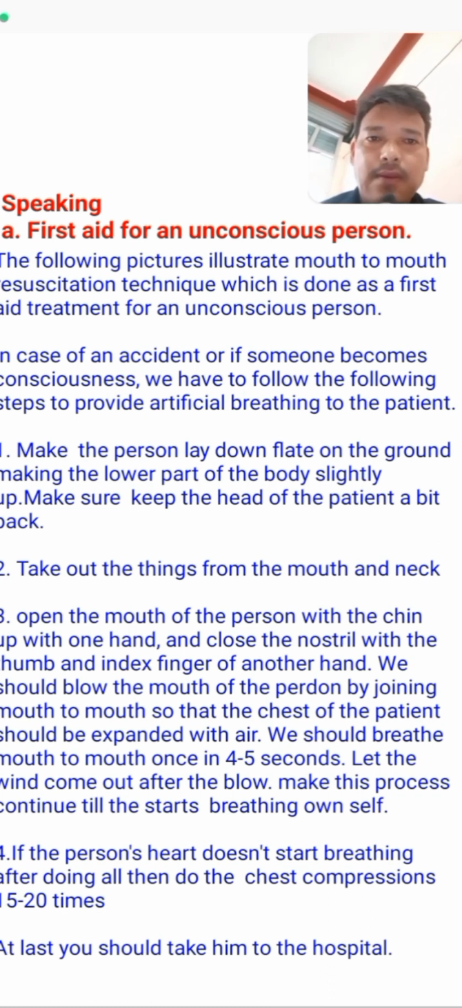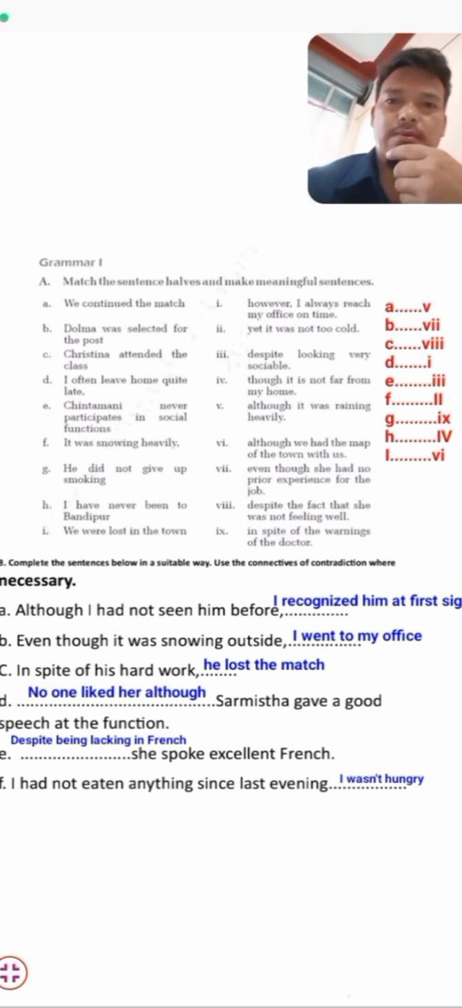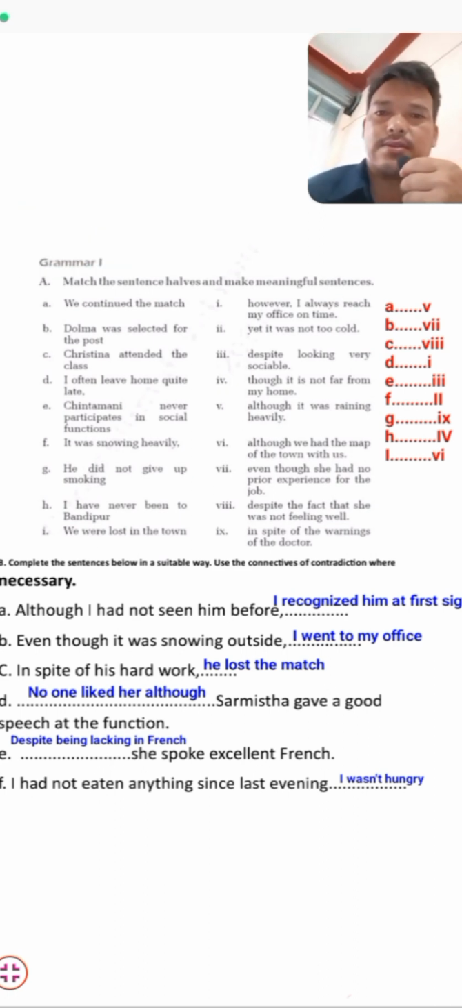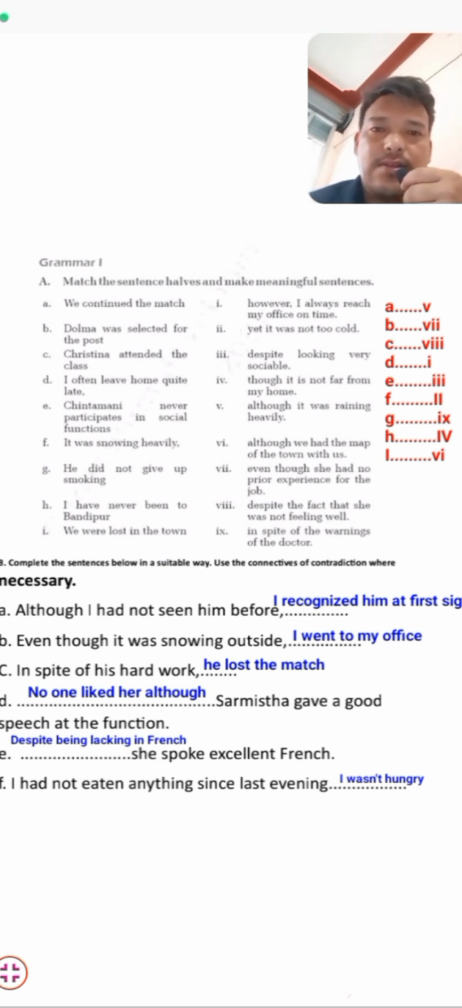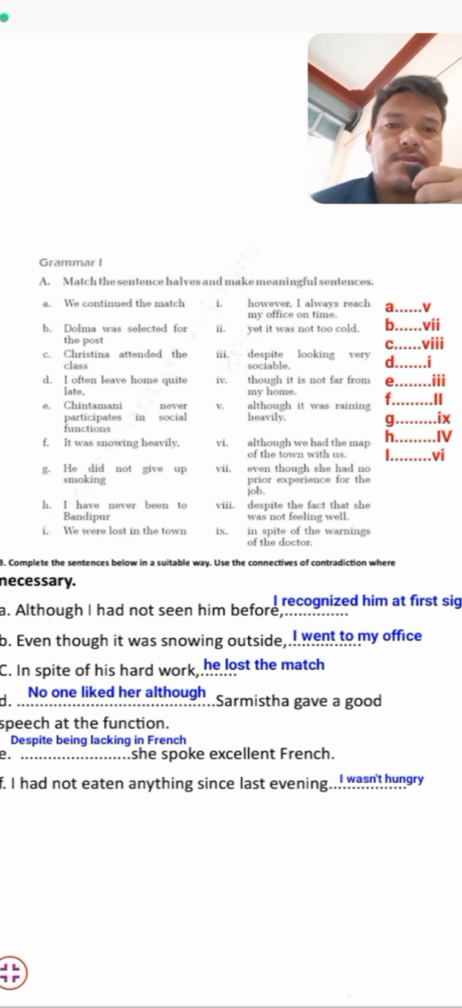And I think next one is grammar. So let's move to the grammar one. Here we have grammar part one, students, and the first exercise is to match the sentence halves and make meaningful sentences. So here are some given sentences, and you have to match these with the meaningful sentences given on the right side.